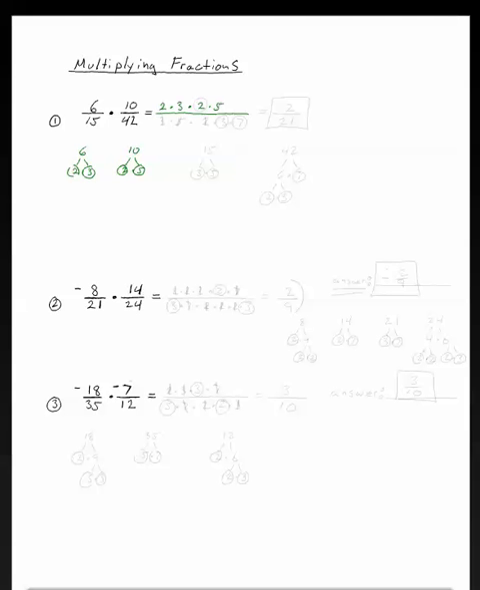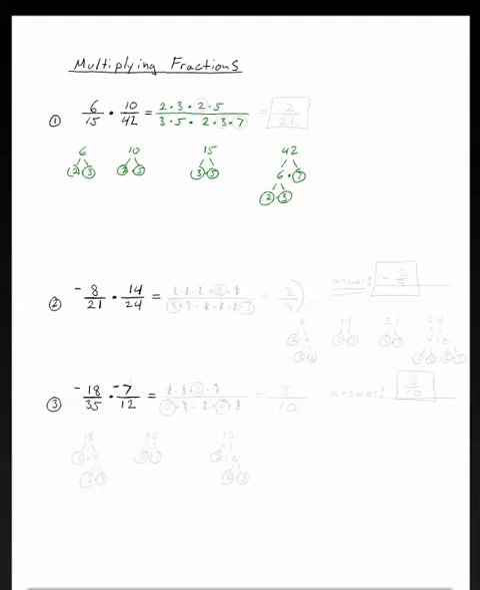Now I'm ready to start working on the denominators, and the first denominator is 15. 15 breaks down into 3 times 5, and 3 and 5 are both prime. So I write 3 times 5. 42 breaks down into 6 times 7. 7 is prime, but 6 is not. It's 2 times 3. And the 2 and the 3 are both prime. So I write 2 times 3 times 7.